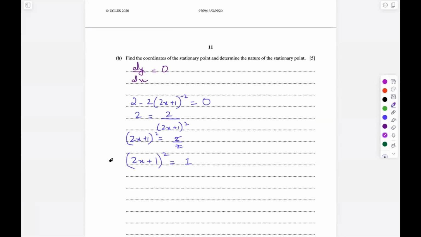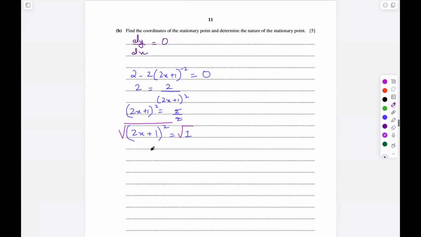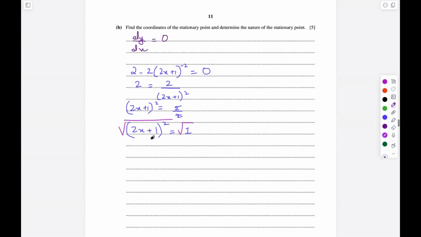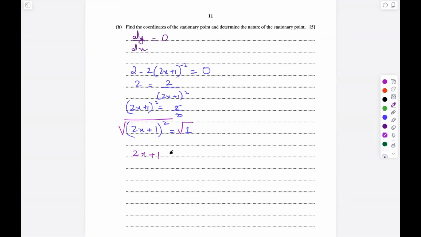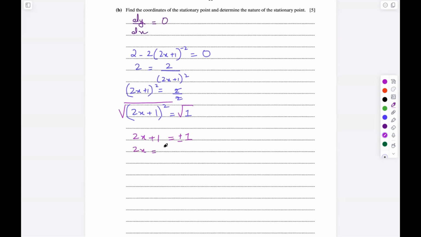Now taking the square root on both the sides. Taking the square root of 1, we'll get plus minus 1. So 2x plus 1 will be equal to positive 1, and as it is a square root, it can be a minus 1 as well. So 2x will be equal to 1 minus 1, so x will be equal to 0 upon 2, which is 0. And if we take the negative value, 2x plus 1 will be equal to negative 1. So 2x will be equal to minus 1 minus 1, and x will be equal to minus 2 upon 2, which is minus 1.